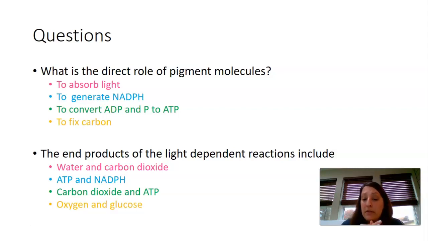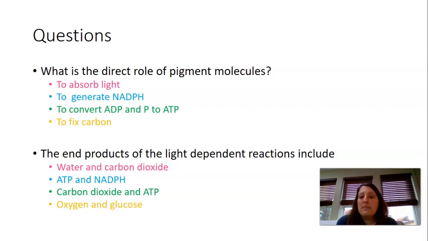So remember that pigment molecules are directly responsible for absorbing light. When they absorb light, they're absorbing energy, okay, light energy or wave energy. That's their direct role. Yes, NADPH and ATP are produced as a result of that light absorption, but they're not directly responsible for that. They're only directly responsible for absorbing light.